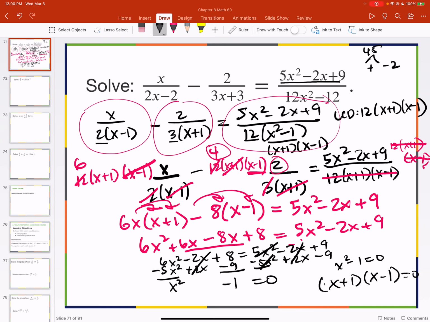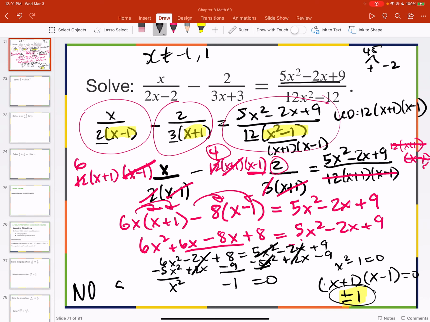But the answers to that are plus or minus 1, right? But this is a problem because notice that it's in the denominator, right? x cannot be negative 1 or positive 1. But the algebraic answer turned out to be that. So in this case, we have no solution. Okay, so no solution.